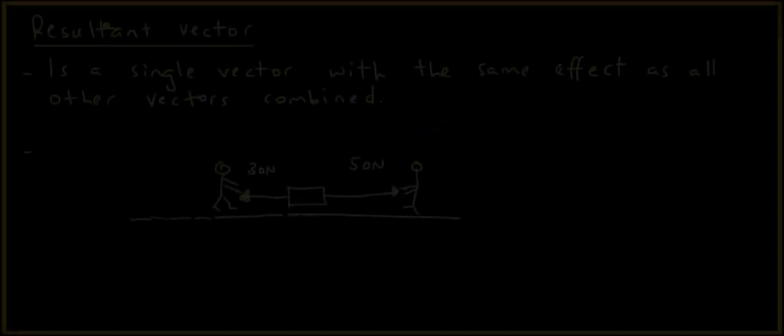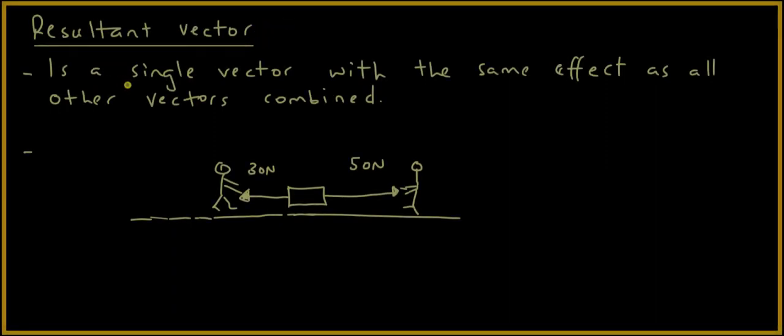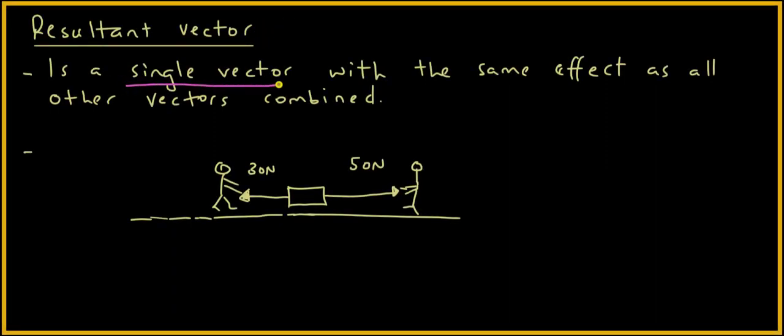All right, next up, we're going to look at what's called a resultant vector. A resultant vector, the definition, is a single vector with the same effect as all other vectors combined. We use a big letter R to represent the resultant vector. Since we deal with a lot of vectors in physics, in this illustration the vectors are forces, so we can use FR to represent the resultant force.